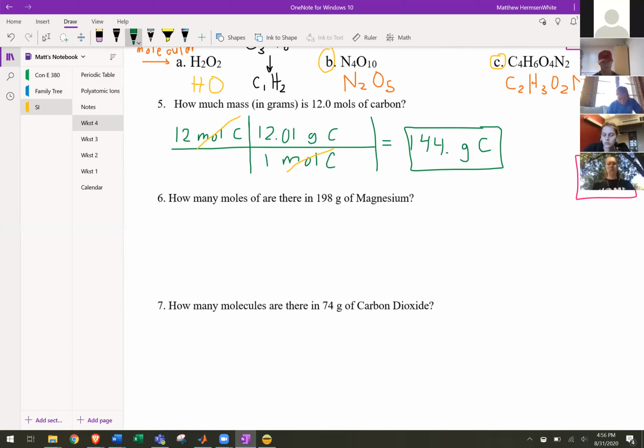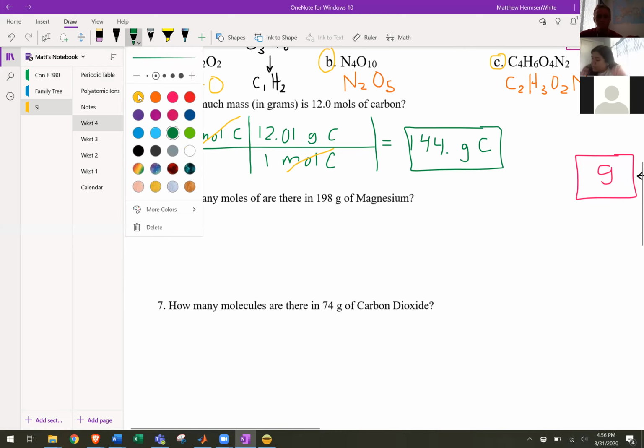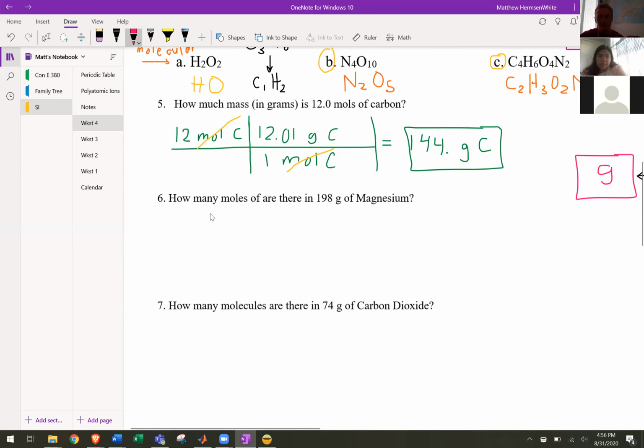So just to recap, we put 12 moles, that's what we started with. The molar mass of carbon was 12. So we multiplied those and got 144. Okay, let me start you off on number 6, and then I'll let you work on number 6 and 7 for a few minutes on your own.